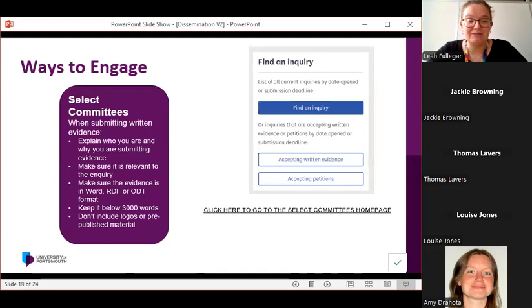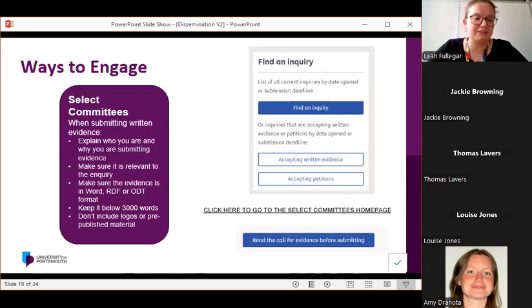Once you find a committee relevant to your work that's accepting evidence, there will be a call for evidence document that you should read before submitting. This outlines what kind of evidence they're looking for, and you can decide whether or not your evidence fits that criteria. That will be what the button looks like on the website when they're accepting evidence.